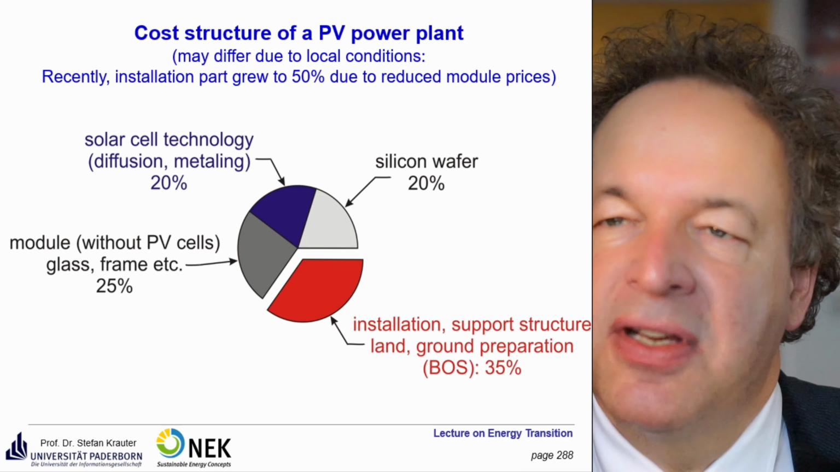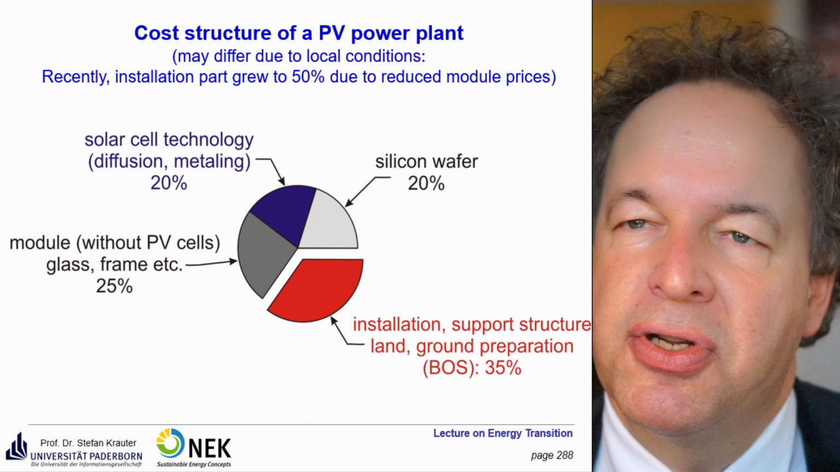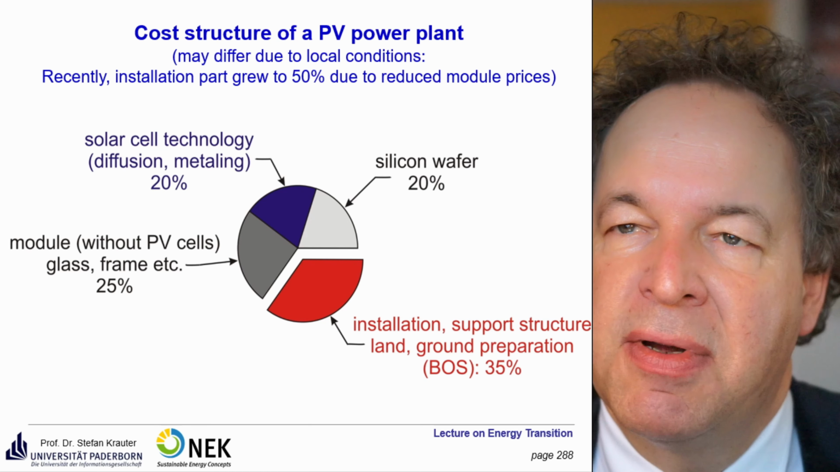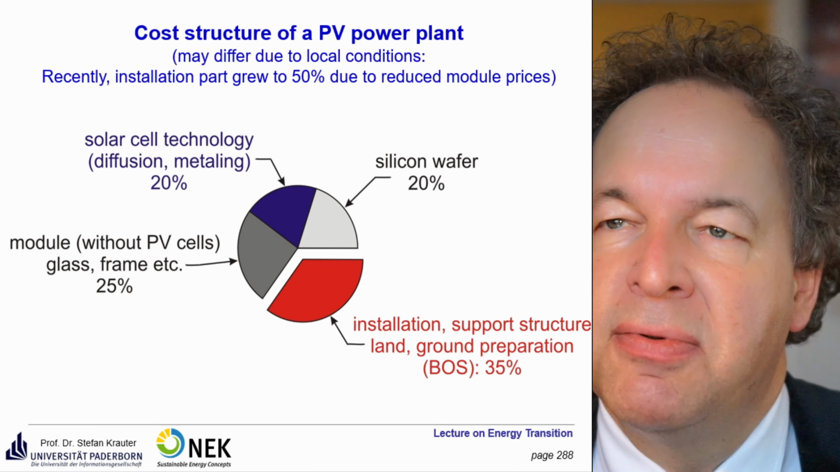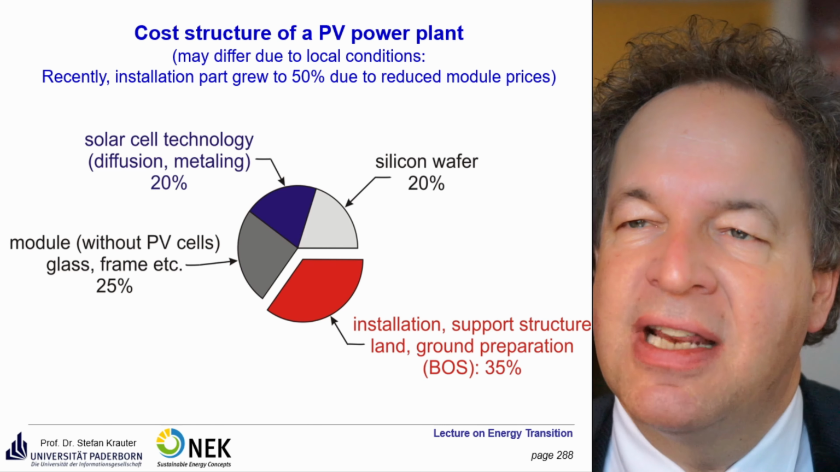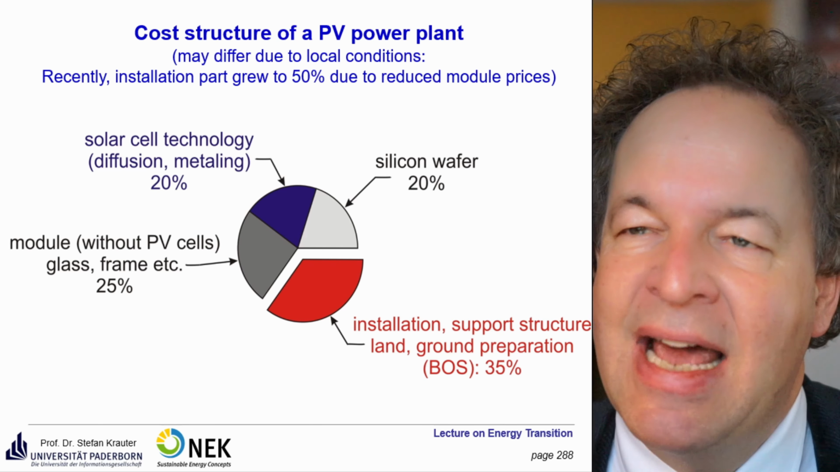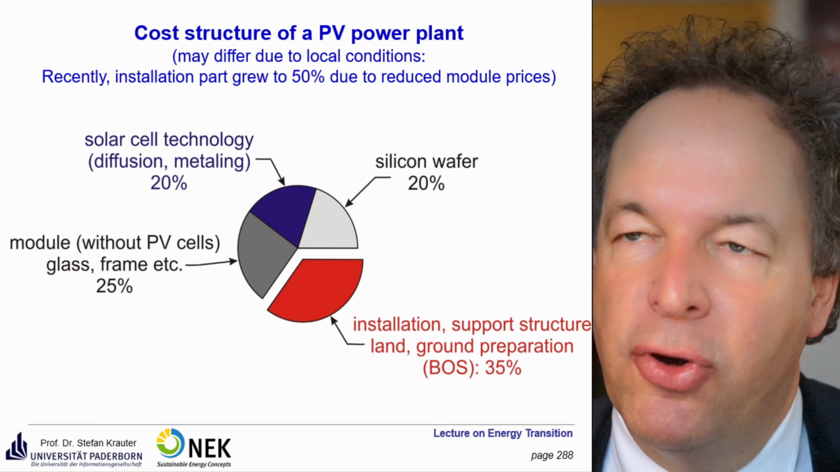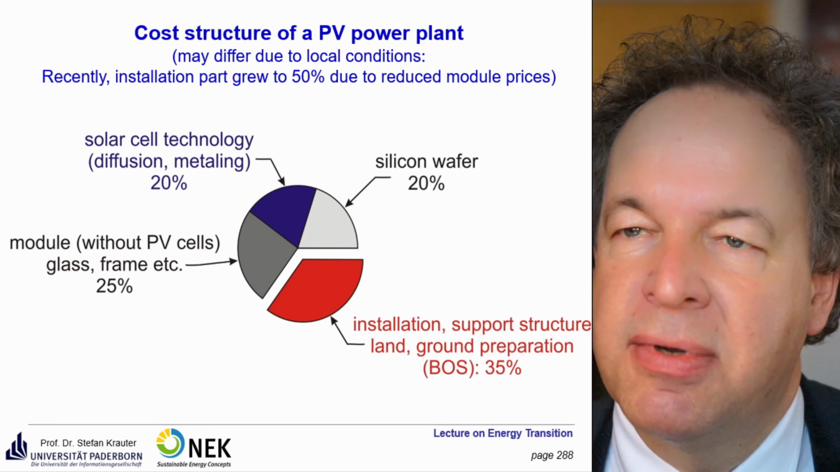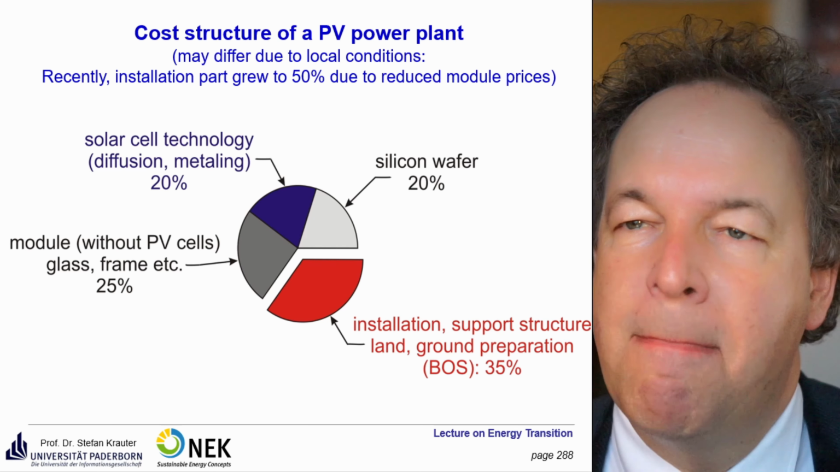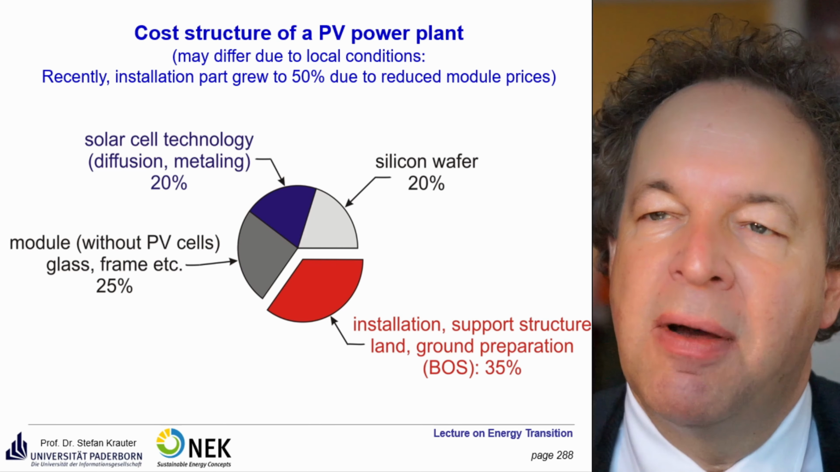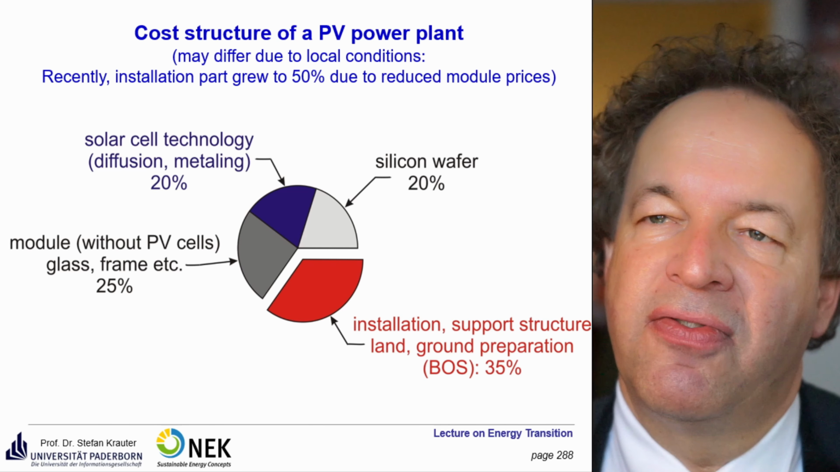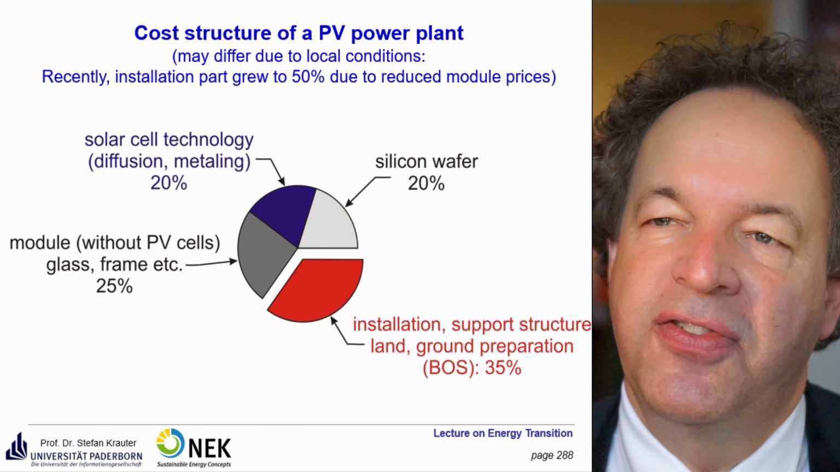But interesting, if you see the cost structure, you see here that 20% is only for the solar cell technology, another 20% for the silicon wafer, 25% for the module. But the really high share of the costs are installation, support structure, land, ground preparation, inverters and so on, grid connection or battery. And this is usually called BOS, balance of system costs. And these on average typically amount to 35%. It even increased because the module prices went down, and nowadays you even find BOS costs in the vicinity of 50%.